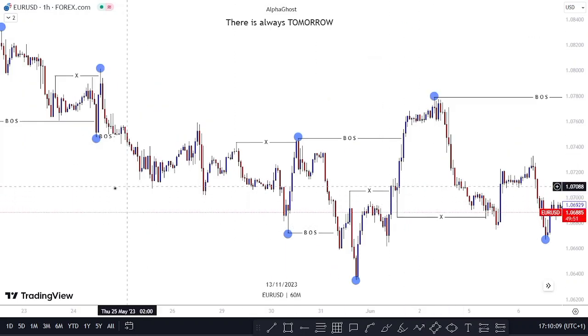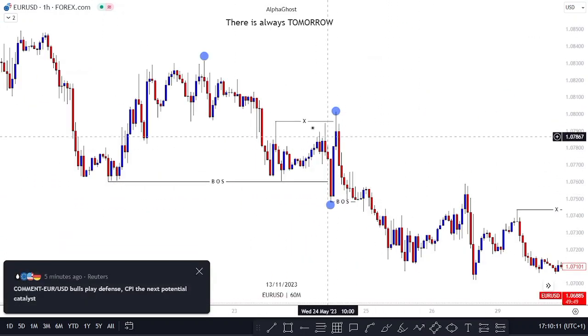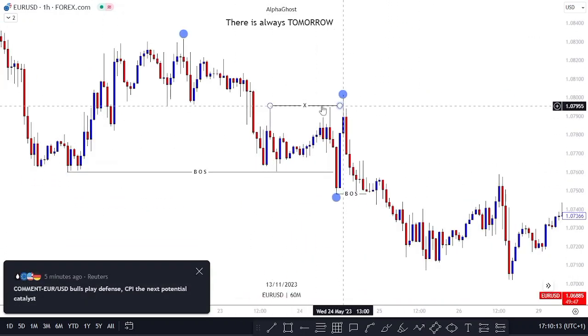Look at this also here. Price just took this high. It's a wick. It's not a break of structure. It's just a form of liquidity.